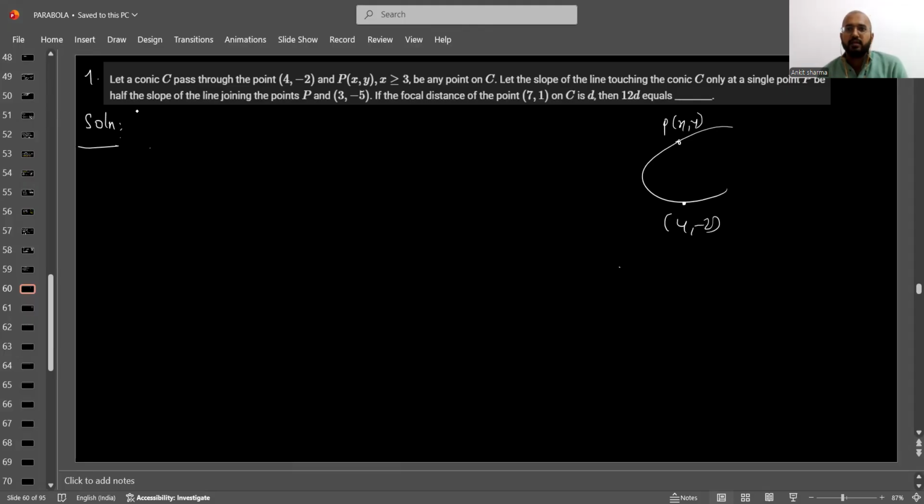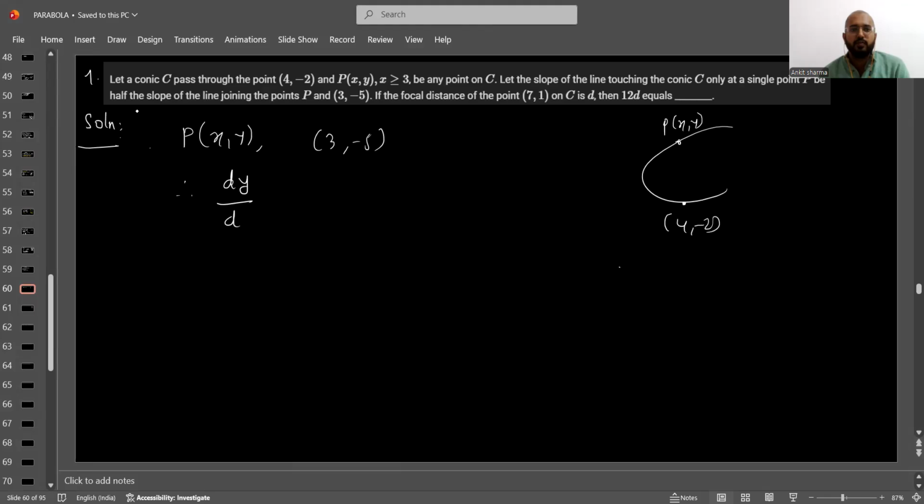Let the slope of the line touching the conic C at only a single point P be half the slope of the line joining P and this. So there is some other point (3, -5). Okay. So now I want the slope. So the slope of the line joining the points P, which is my (x, y), and say this is my point (3, -5). So what is the slope of this thing?